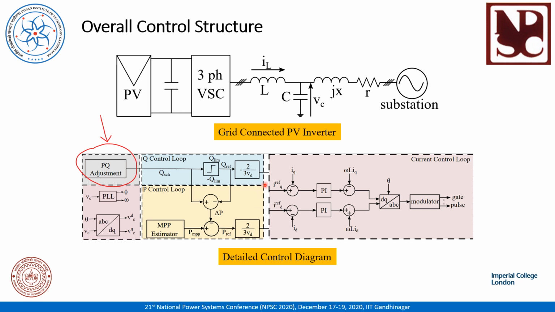The D and Q axis reference current for the PV inverter is generated from this P ref and the Q ref. In the inner current loop of the inverter, the reference values of the current are compared with their actual values and the error signals are passed through the PI controllers to generate the gate pulse for the inverter.